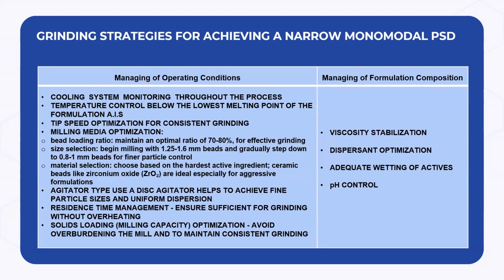Milling media in fine grinding mills. Bead loading, maintaining 70 to 80% of the grinding chamber volume for optimal efficiency. Bead size, starting with larger beads, 1.25 to 1.6 millimeter, and moving to smaller sizes, 0.8 to 1 millimeter, for finer control. Bead material, selecting ceramic beads, for example, zirconium oxide, for their hardness, durability, and stability in aggressive formulations.